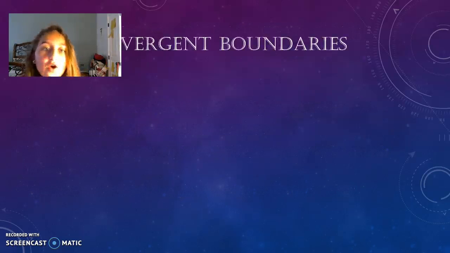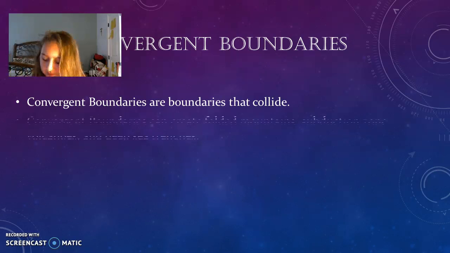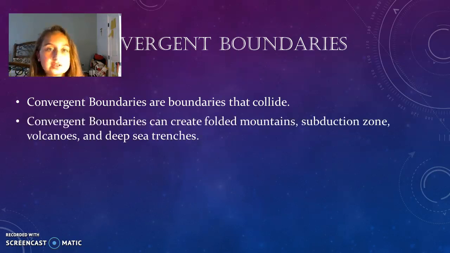Convergent boundaries. Convergent boundaries are boundaries that collide, which you already learned the first time. Convergent boundaries can create folded mountains with continental versus continental plates, a subduction zone with a continental plate and an oceanic plate, volcanoes, and deep sea trenches with oceanic and oceanic plates.